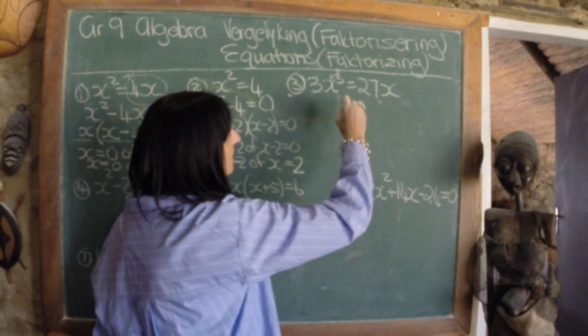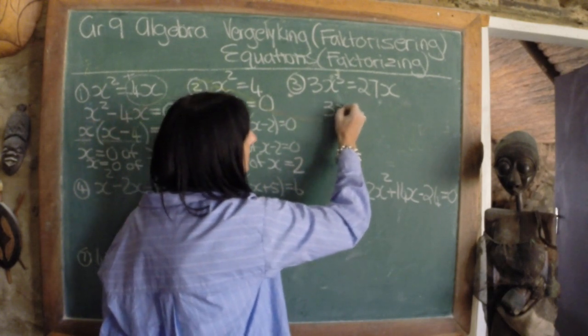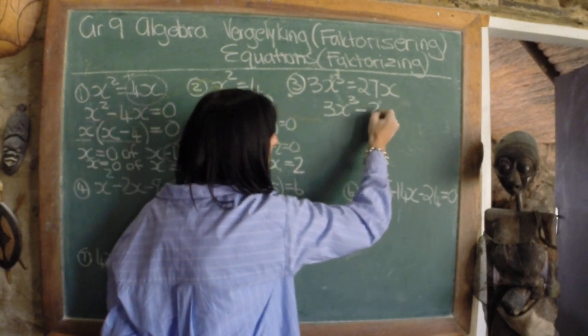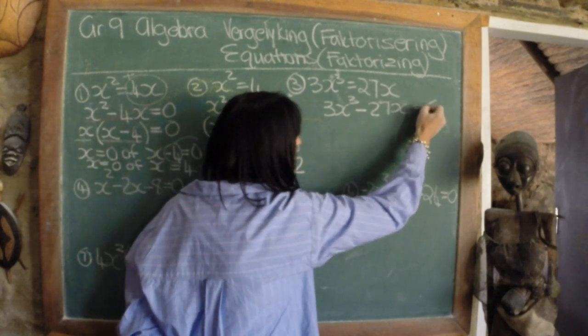Higher than a square, everything to the one side, minus 27x equals it to 0.